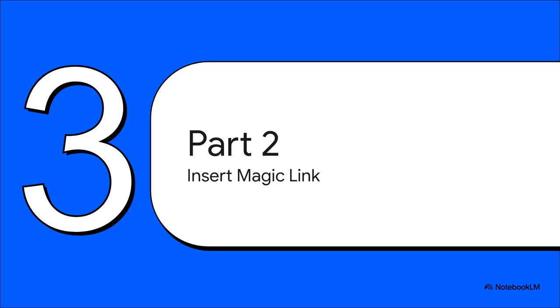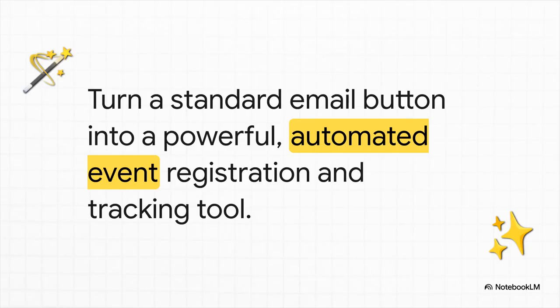All right, we've got our link copied. It's time for part 2. Let's head on over to Mailchimp and see how this all plugs in. This is where you're going to give your call to action button some serious superpowers. And this, right here, this is the key moment in the entire process. We're about to turn a totally standard email button into a powerful automated event registration and tracking tool.